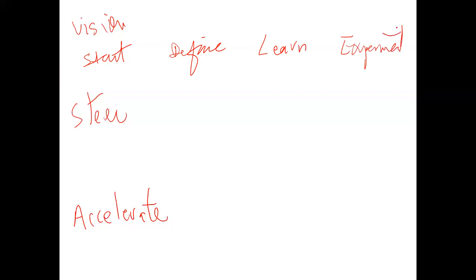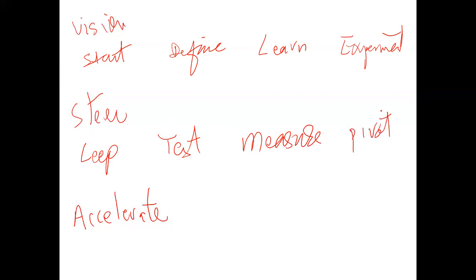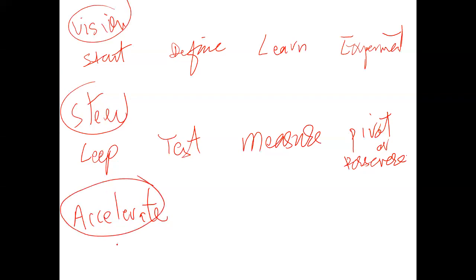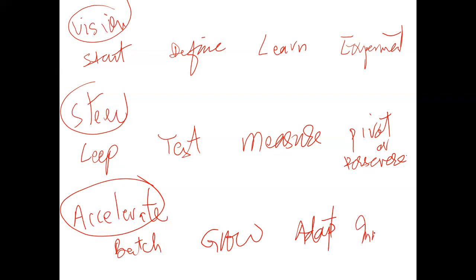Then comes the steer phase, that is leap, test, measure, and then pivot or persevere. And the third step is accelerate. The accelerate phase is batch, grow, adapt, and innovate. So this is the framework.